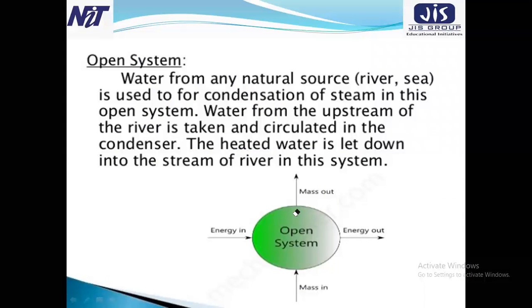Look at the figure, the open system: mass out, mass in, energy in. So in this way the system is designed. So what is the system actually? Look here, water from any natural source like river, sea, pond, or canal is used for condensation of steam in this open system. Water from the upstream of the river is taken and circulated in the condenser. The heated water is let down into the stream of the river. So this is actually the open system concept.